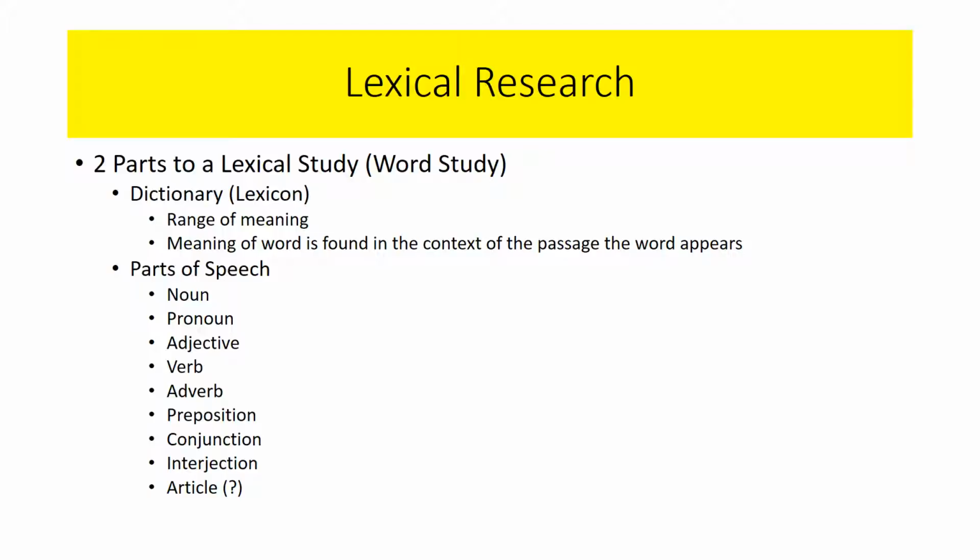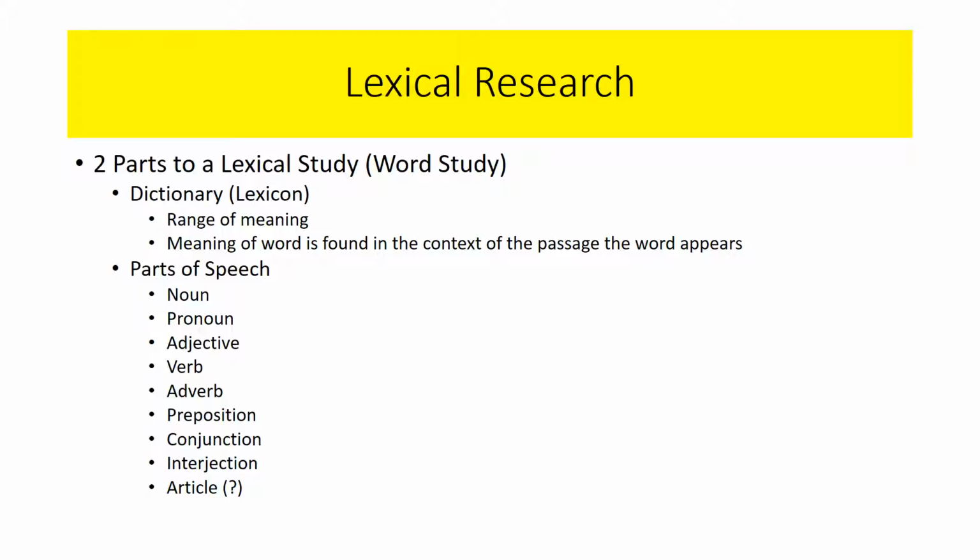For instance, I can a can of peas. See, that word can was used 3 times there, but where it was in the sentence was the final determiner of what the word meant, not the dictionary. The dictionary gives us the range, but the meaning of the word is found in the context.